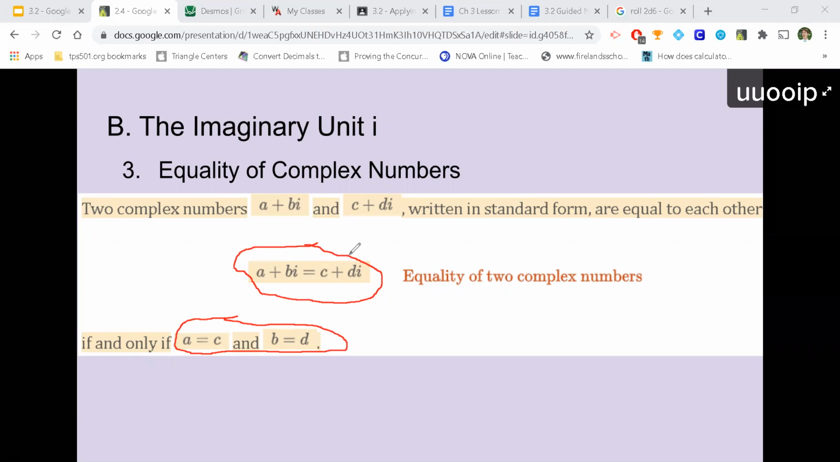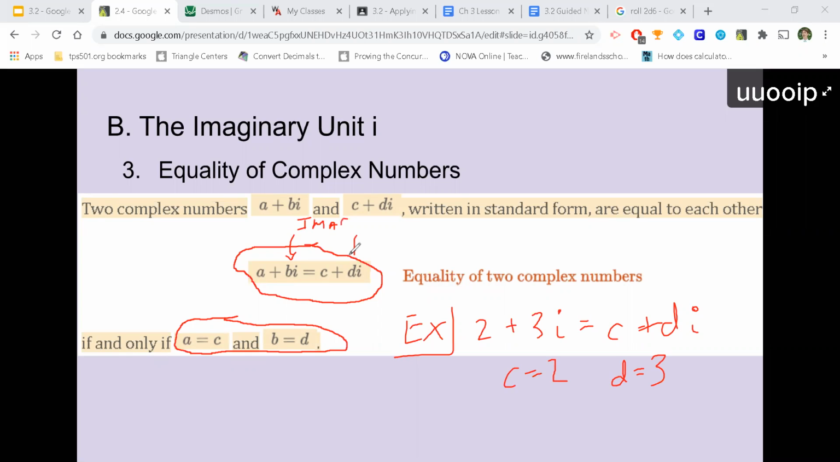Which is exactly what you would think. So for example, if I said 2 plus 3i was equal to C plus Di, that would mean... So would both B and D be imaginary since they both have the I with them? Yes, that's right. That and that are the imaginary parts. That's exactly right.